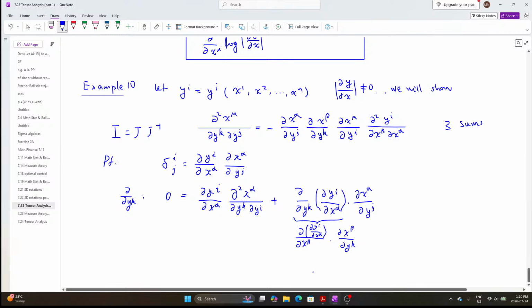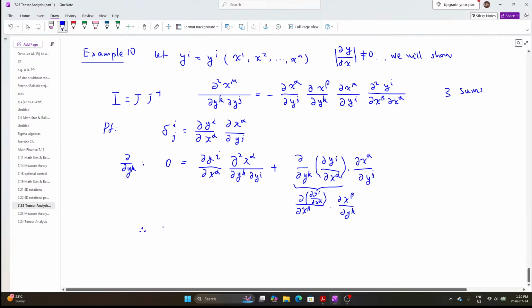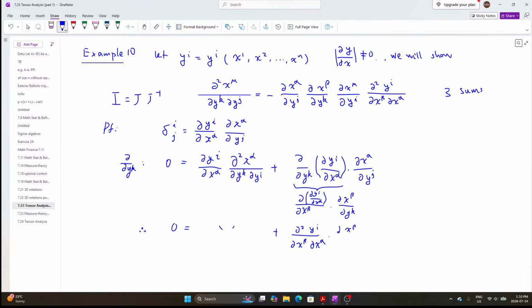So what does that give us? Therefore, this way the 0 here is unchanged, and plus this is d squared yi over dx beta dx alpha times dx beta over dyk times dx alpha over dyj. Yeah, so far so good. So here we use the product rule and the chain rule.